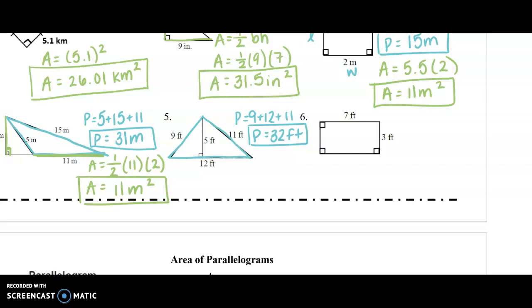And then for my area, now I want to use my height of 5 feet and my base of 12 feet. So 1/2 base, which is 12 times height, which is 5. So my area is equal to 30 feet squared.